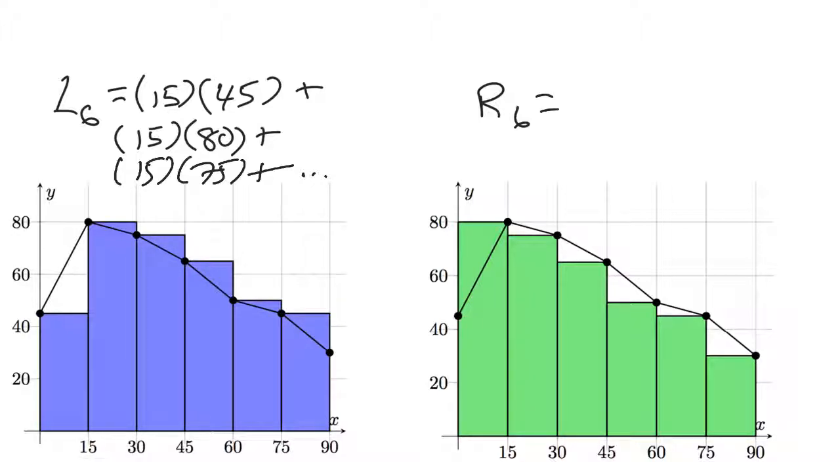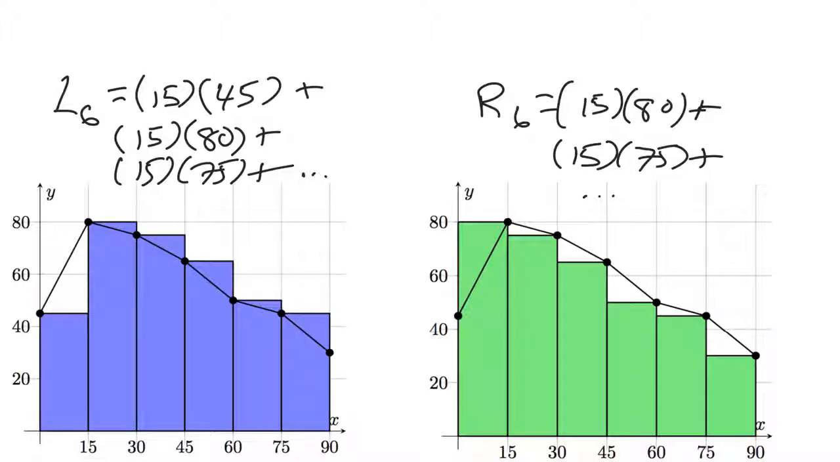The 6 right-hand rectangles, again, the bases are all 15. The first rectangle has a height of 80. That's this point right here. The second rectangle has a height of 75. And so on, until I've added together the areas of all 6 of these.